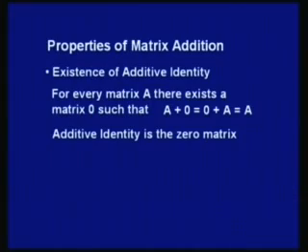Further properties of matrix addition. The existence of additive identity is an important property of matrix addition. By this I mean to say that for every matrix A, there exists a matrix 0 or a null matrix such that A plus 0 is the same as 0 plus A is the same as A. So whether you add 0 on the right side or on the left side, the result is not affected at all. And this matrix is called the additive identity, or we say the additive identity is the 0 matrix.